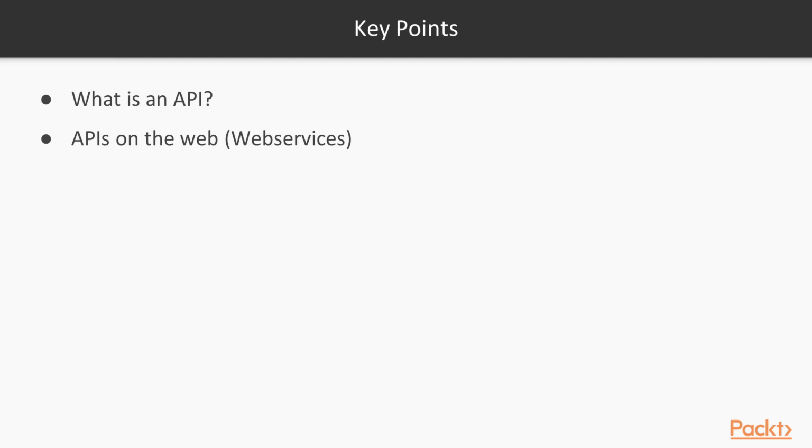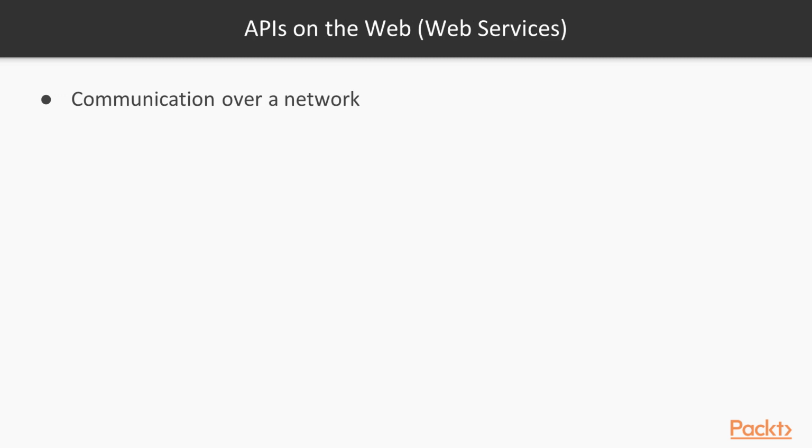So now let's talk a bit about APIs on the web, also known as web services. We are talking about APIs on the web in this course, and basically what changes from a normal API is that the means of communication, the road to communicate between the two processes or the two applications, is the network. So communication over a network, and that's why APIs on the web are different from normal APIs.